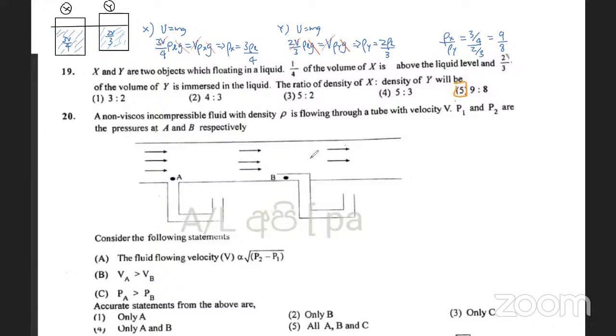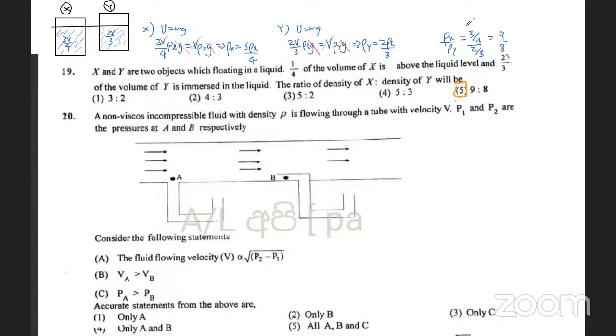Right, then the 20th one. It's a pitot tube, I think. Yeah, pitot tube. Non-viscous incompressible fluid with density rho is flowing through a tube with velocity v. P1 and P2 are the pressures at A and B respectively. Consider the following statements. The fluid flowing velocity V is proportional to something like this. VA is greater than VB, PA is greater than PB.